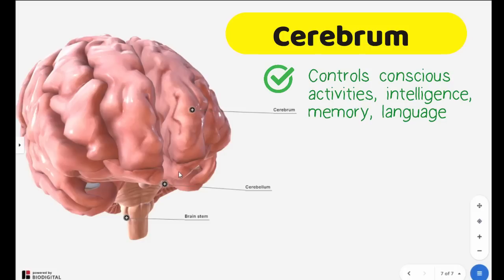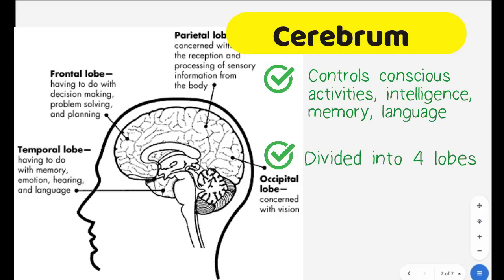And this cerebrum is divided further into four lobes, which are the temporal lobe, the frontal lobe, the parietal lobe, and the occipital lobe. So these four lobes were not mentioned in your module. However, I just want to tell you that these four lobes have different functions. For example, the temporal lobe is more on the hearing. The frontal lobe, it's more on decision making. The parietal lobe, it is more on sensory reception, and the occipital lobe is more on the vision.